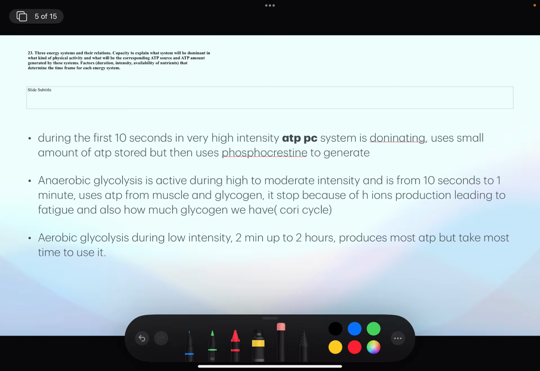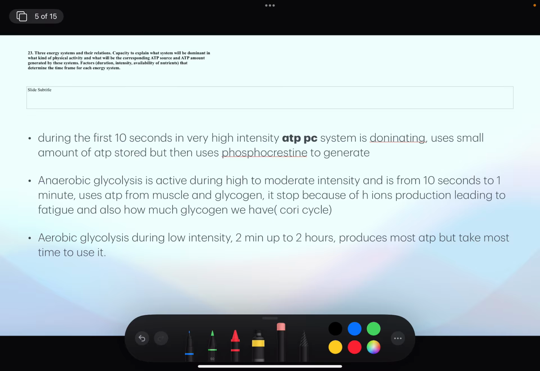And aerobic glycolysis would happen during very low intensity training and usually ranges from 2 minutes up to 2 hours, and produces most of the ATP, but also takes the most time to use it. So this is also another issue. Not the issues, but this whole system depends on nutrition.